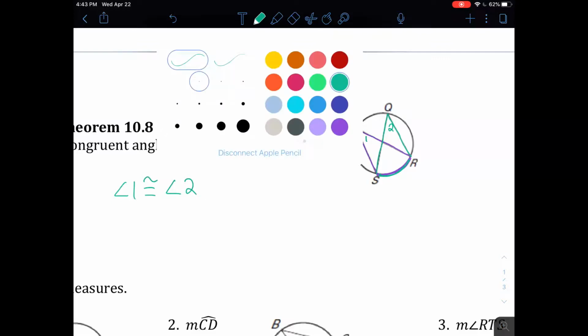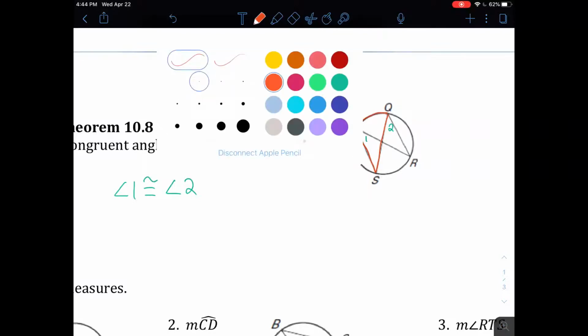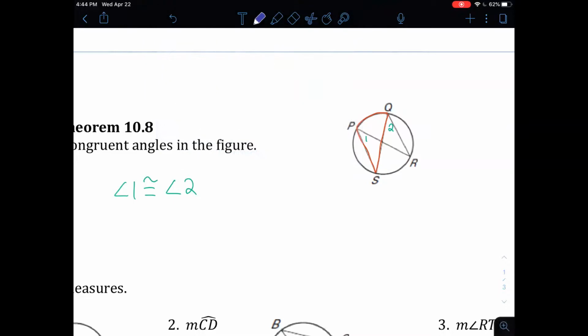And also, if we go the opposite direction, I'm going to erase this stuff right here. Also, if we go the other direction, we go like this, and we have this arc right here, and we have this. We can also say that 3 and 4 are going to be congruent. Angle 3 is congruent to angle 4. Okay? Because they both intercept this arc right here.